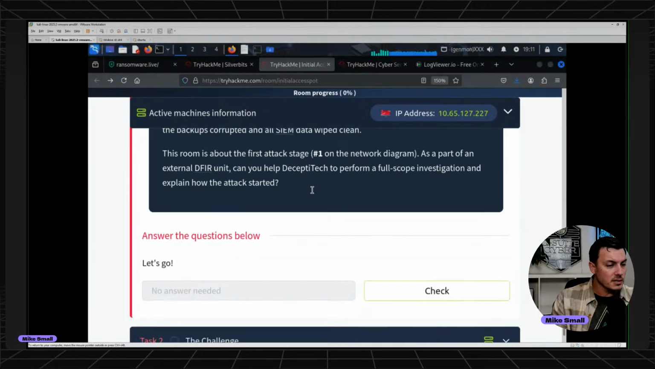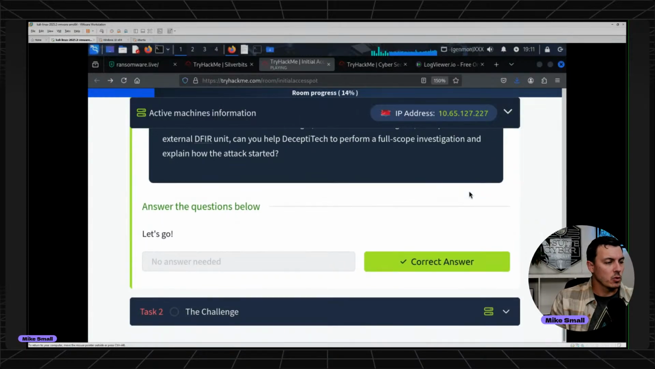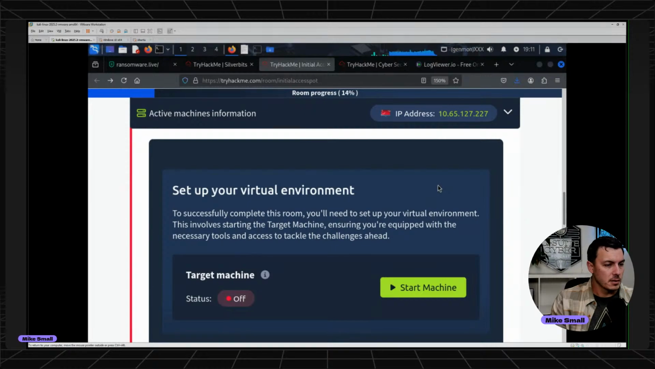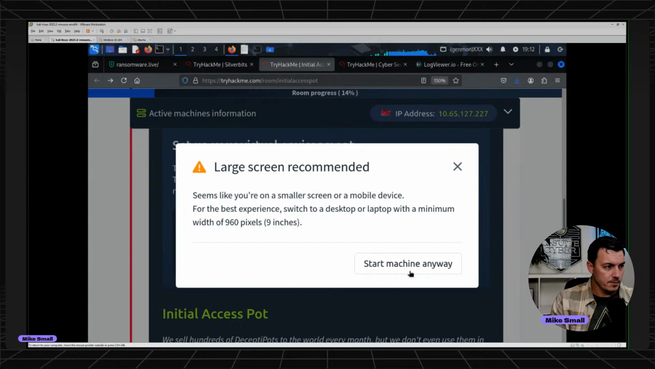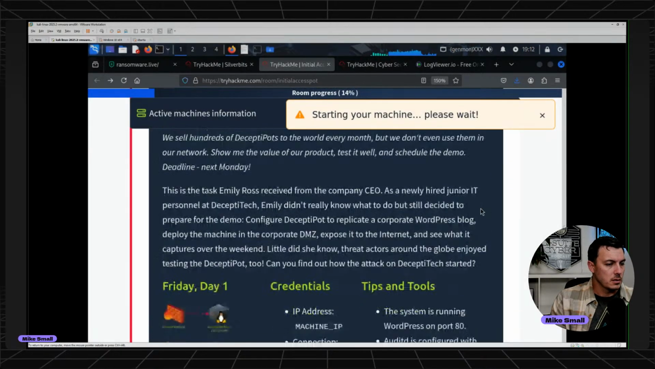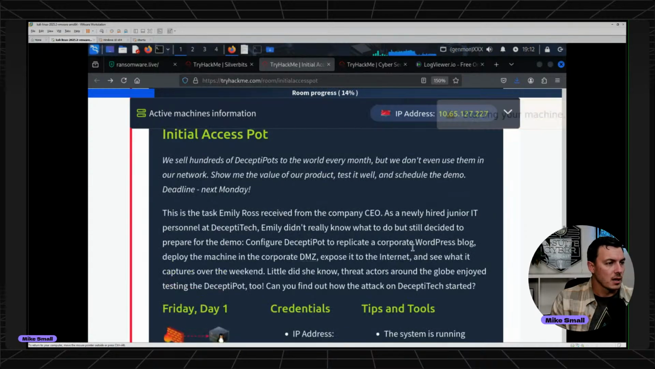So let's get started. We'll go ahead and check the box here, and we'll move on to the meat of this. Oh, I thought it was already set up. We'll start the machine, and we'll wait for this thing to fill in. Let's see if there's any other important information here.